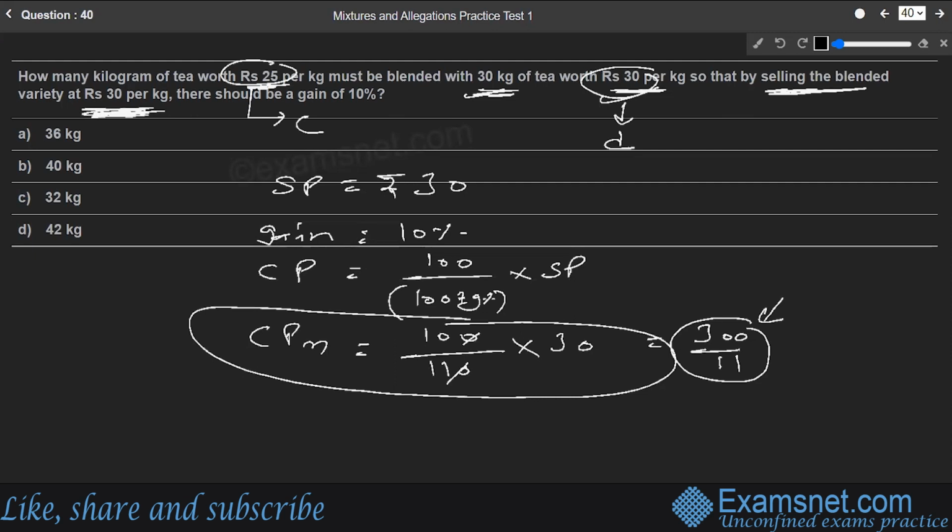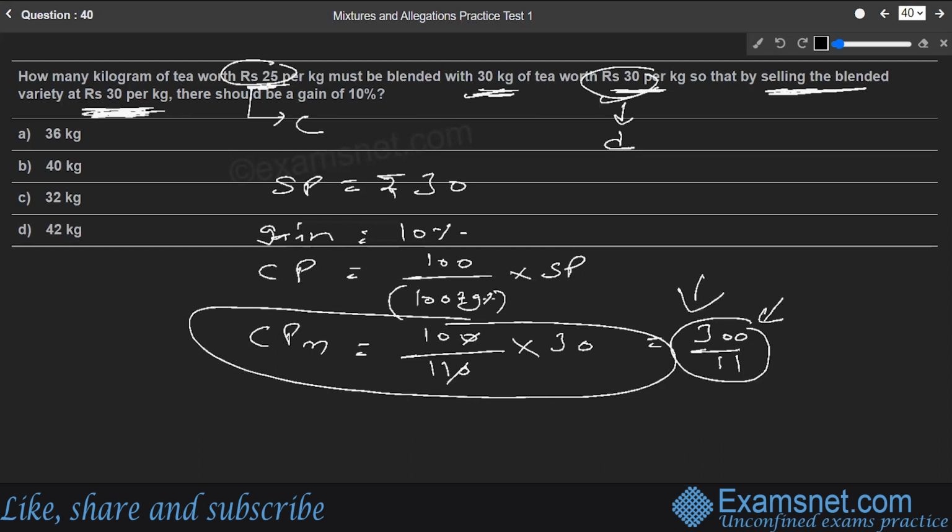What are the two types? Rupees 30 per kg is the dearer one and rupees 25 per kg is the cheaper one. In what ratio should the cheaper one and the dearer one be mixed to have the mean price as 300 by 11, because that is the cost price of the mixture? That is what the situation becomes.